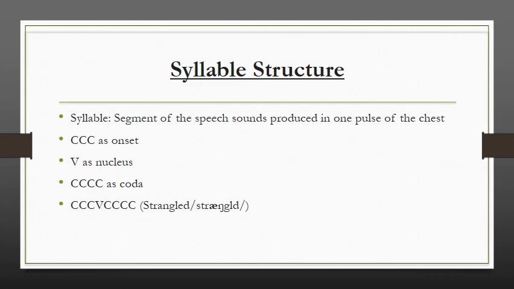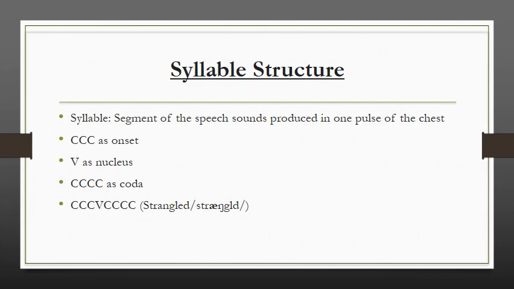And the longest syllable in English consists of three onset consonants, one central vowel, and four coda consonants. And the example of that structure of the syllable is the word strangled. Strangled. You may see that the first consonant is s, then t, then r. These three are the onset consonants.